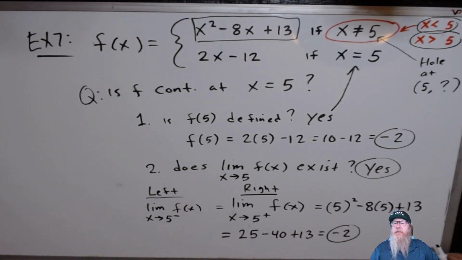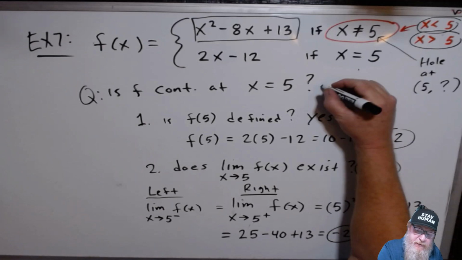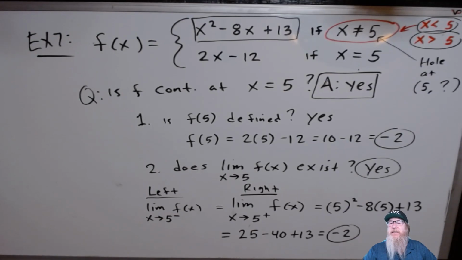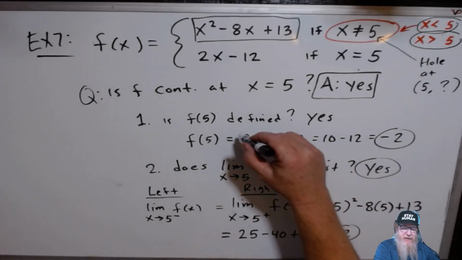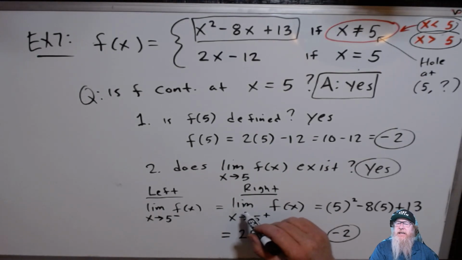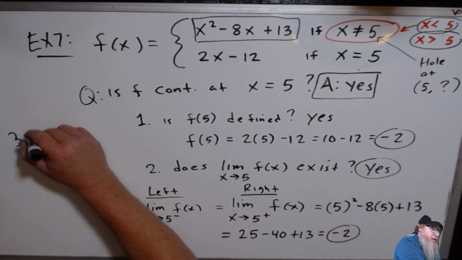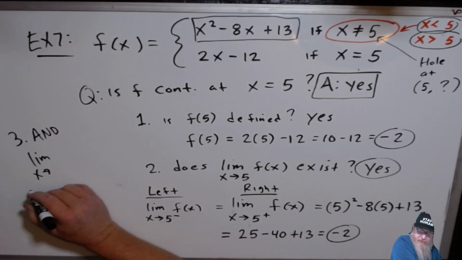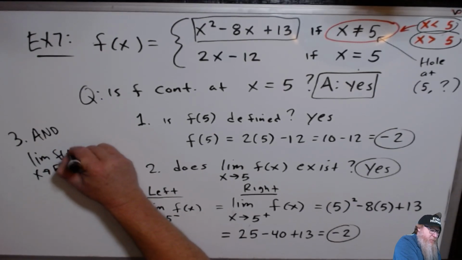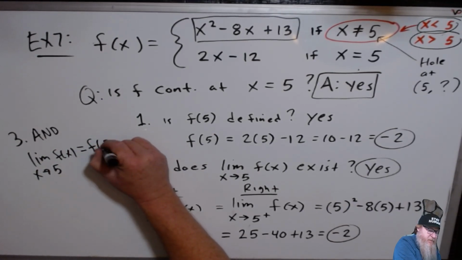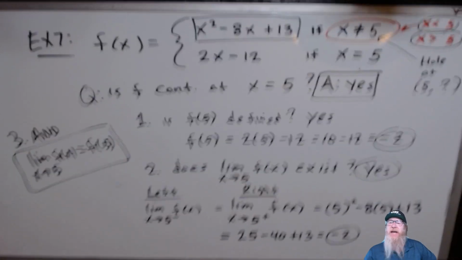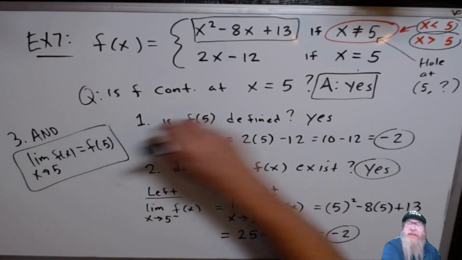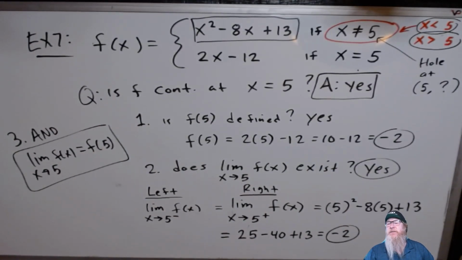All right. So the answer, yes, the function is continuous because it's defined, the limit exists, and I should just maybe write over here, the limit is equal to the function. That's the final test. So it passes test 1, test 2, test 3. So yes, the function is continuous.